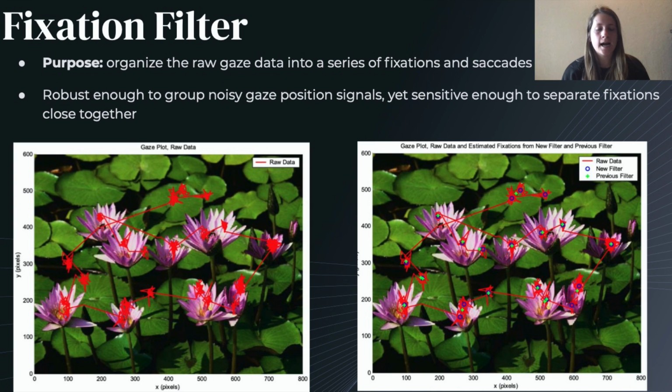First, we had to design an algorithm that could extract these saccades and fixations from just raw XY coordinate data. We needed to make sure that this filter was robust enough to be able to group the noisy data together, but sensitive enough to separate fixations that were close together. You can see in the figure on the left, we have a lot of raw, noisy data, hard to make sense of. And you can see on the right that after we implemented this filter, we were able to group a lot of the noisy data into a single fixation, as you can see by the green dots.